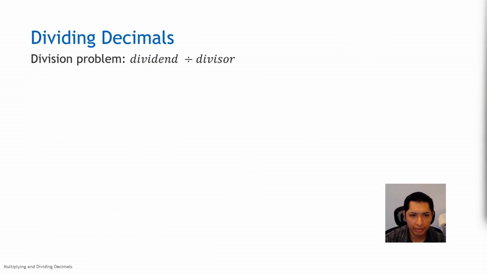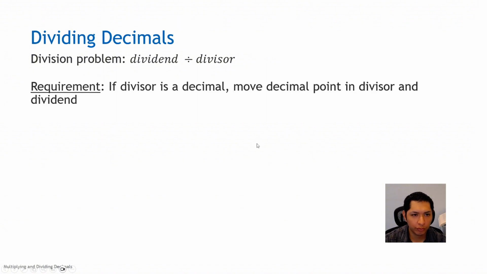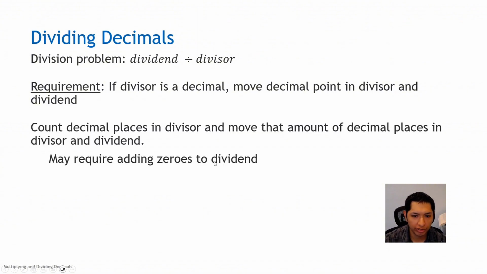When you are dividing, it is the dividend divided by the divisor. Now, a requirement for dividing decimals is that if the divisor, or the second number in the division problem, is a decimal number, then you move the decimal point in both the divisor and the dividend. So the way we're going to do this is we're going to count the decimal places in the divisor and move that amount of decimal places in both the divisor and the dividend. And when you do this, you'll find that it may be required to add zeros to the dividend. So let's set up this problem.